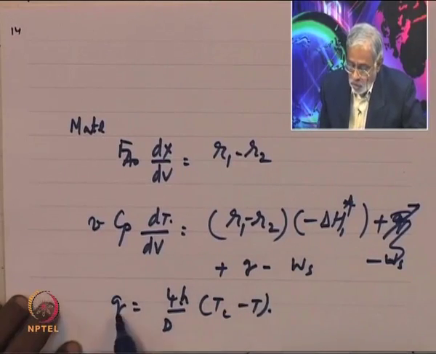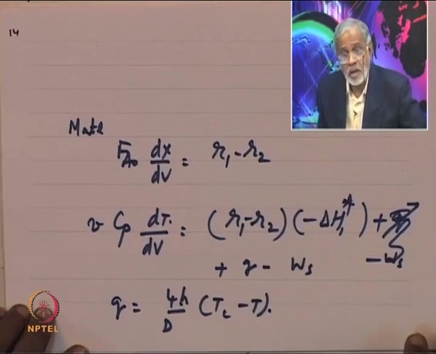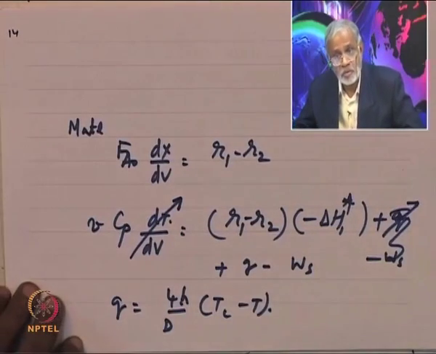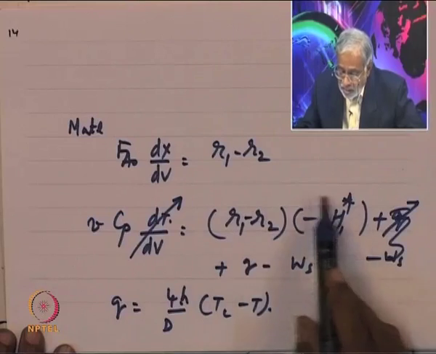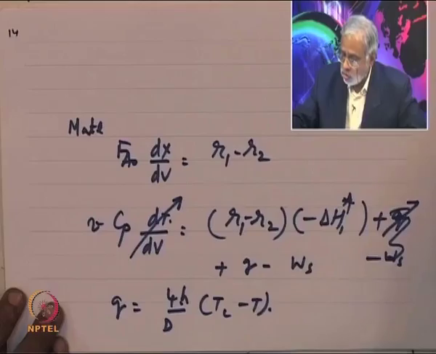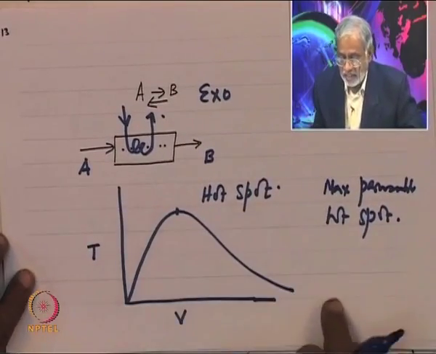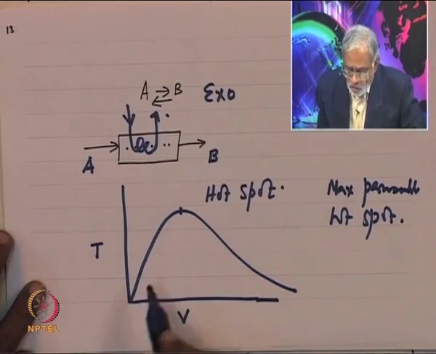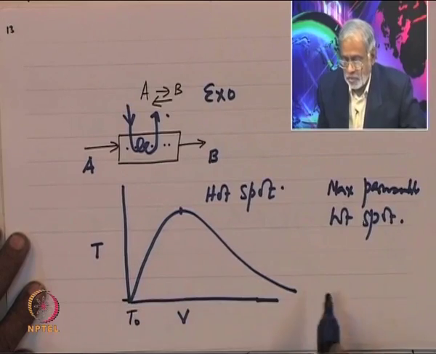So, if you look at this equation here and I ask you what happens at the hot spot temperature, you will tell me that at the hot spot temperature, this term is 0. In other words, at the hot spot, the rate of heat generation is balanced by the rate of heat removal. And consequently, you will see a temperature profile like this. In other words, your tubular reactor temperature rises from T naught here to various temperatures.